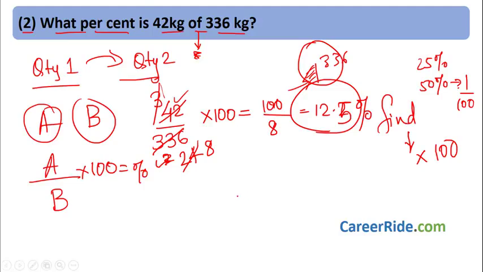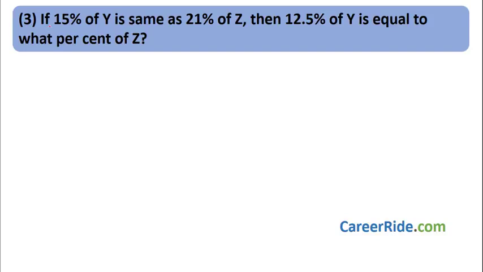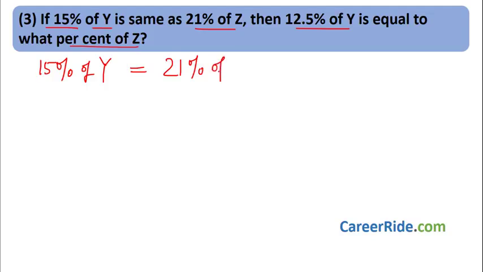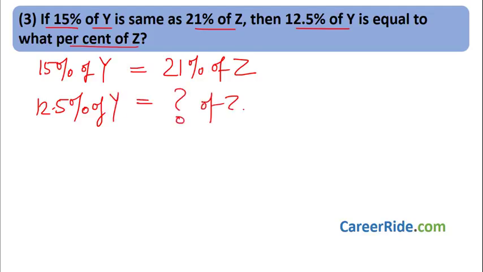Moving to next question. If 15% of Y is same as 21% of Z, then 12.5% of Y is equal to what percent of Z? Very easy. What have they given? 15% of Y is equal to 21% of Z. Then 12.5% of Y is equal to how much percent of Z?